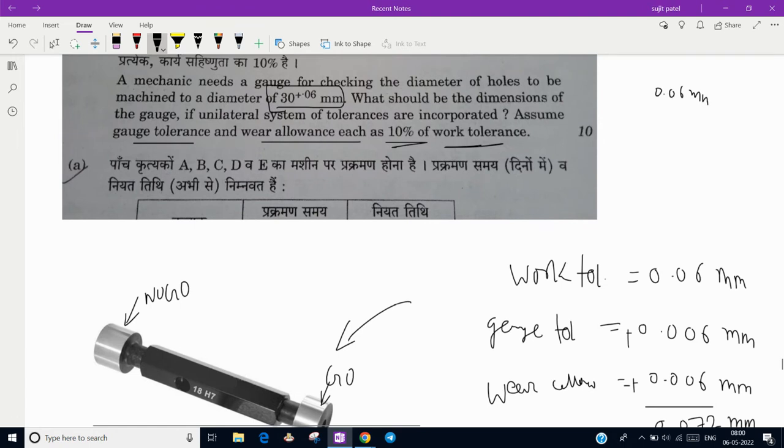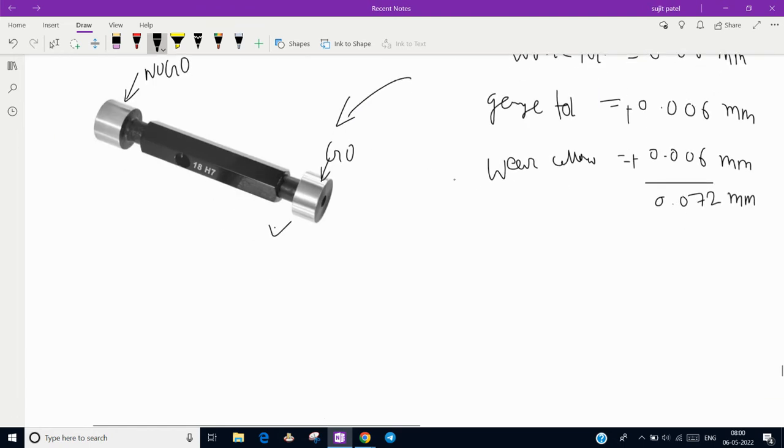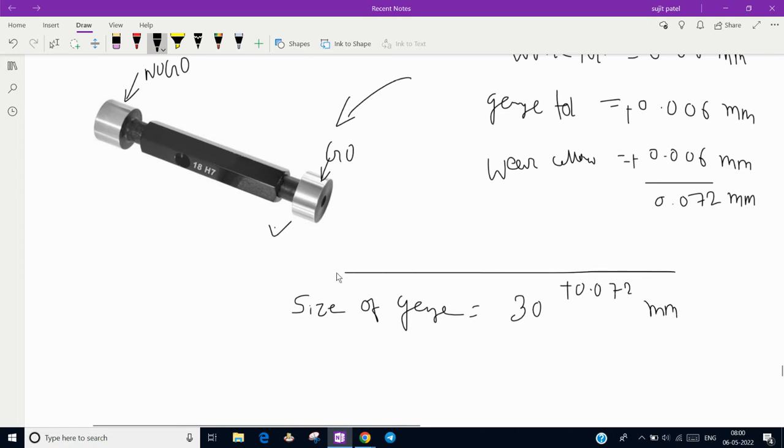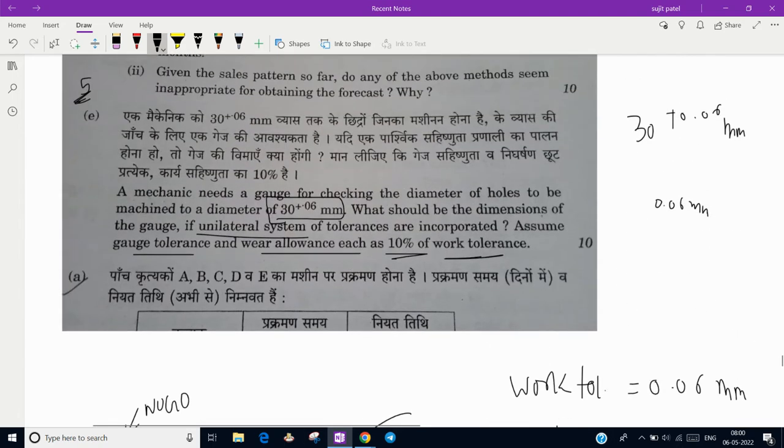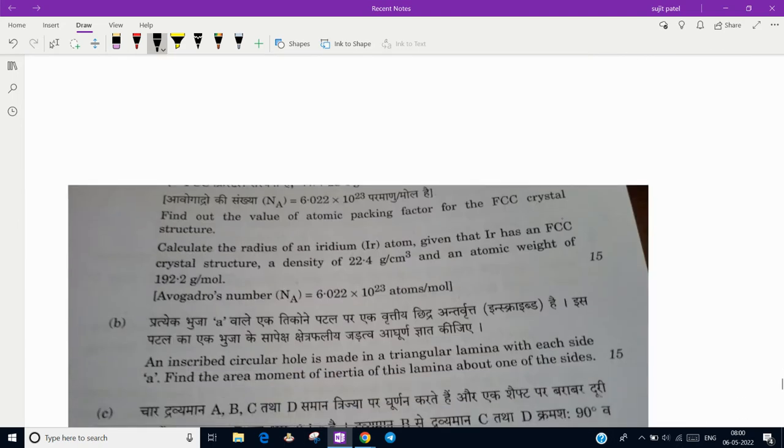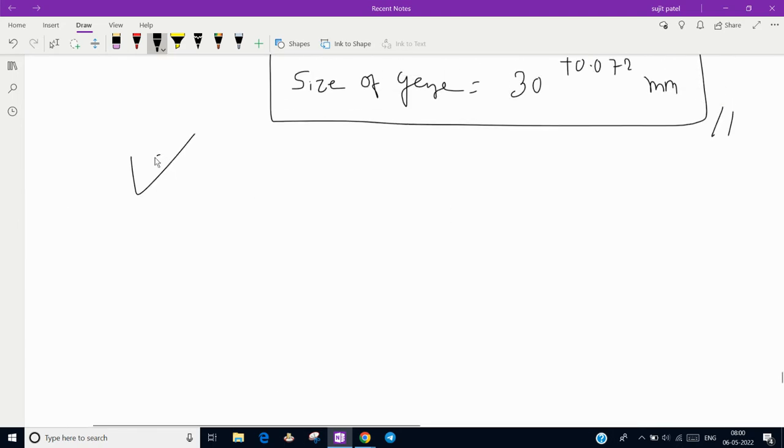So what will be the dimension of the gauge if unilateral tolerance is used? Here we have incorporated the unilateral tolerance system. So the size of the gauge will be 30 plus 0.072 mm. So this will be the size of the gauge. This is the answer, and this is a very easy question of 10 marks. You can easily score this.